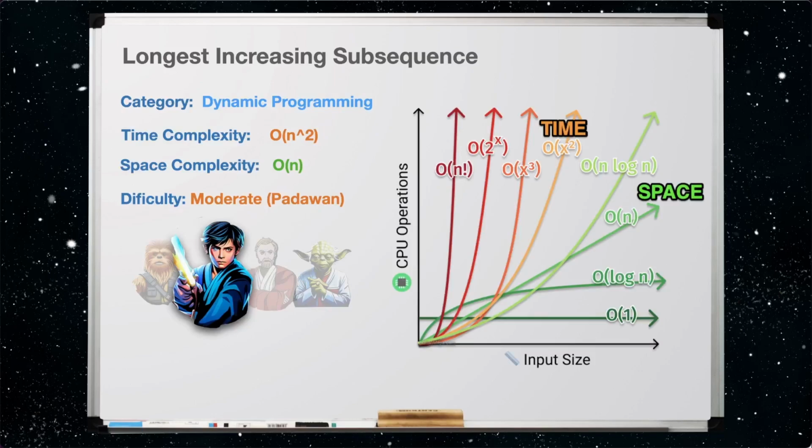Let's look at the problem analysis. We're going to solve the problem by applying dynamic programming. I'll explain what it means later. Time complexity will be O(n) squared, space complexity O(n), and it's going to be a moderate exercise. And there is a more performant algorithm which executes in n log n, but it's more like Jedi level, so it's a little bit more complicated.